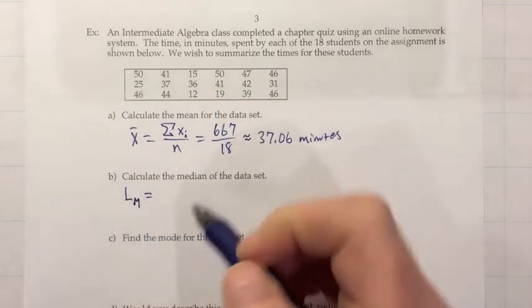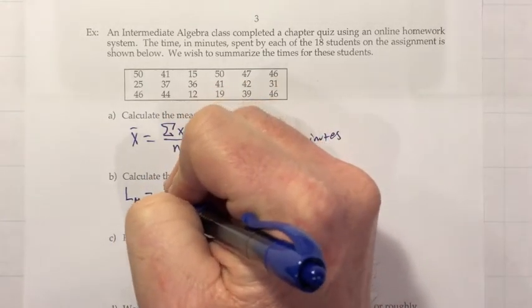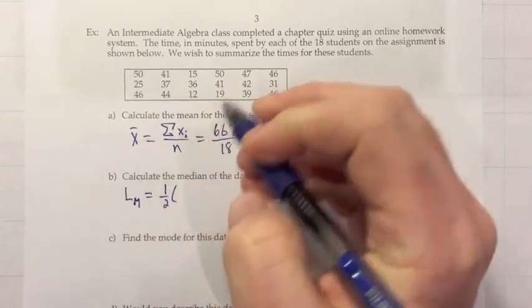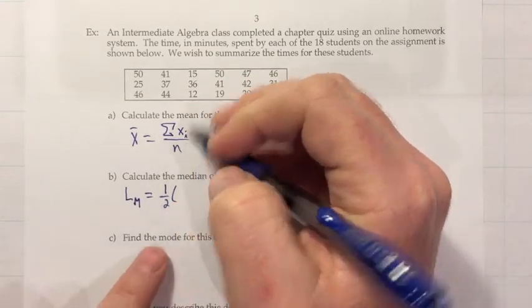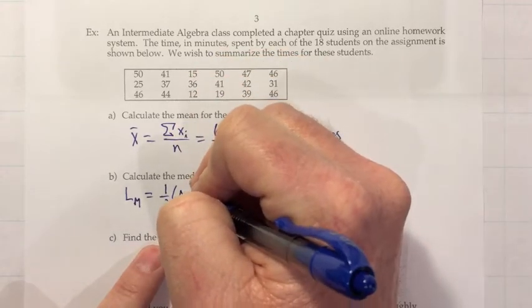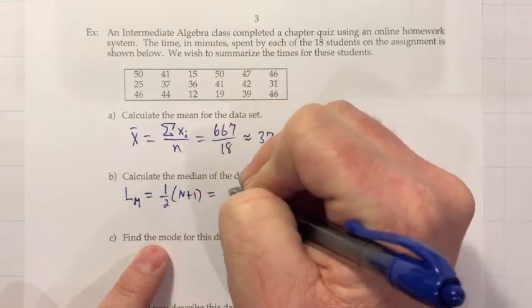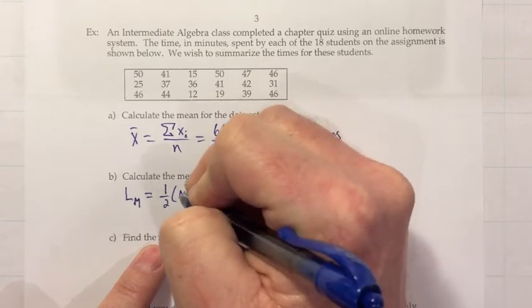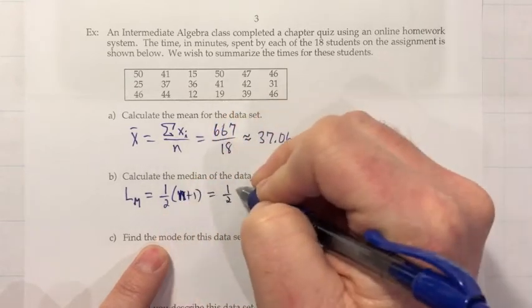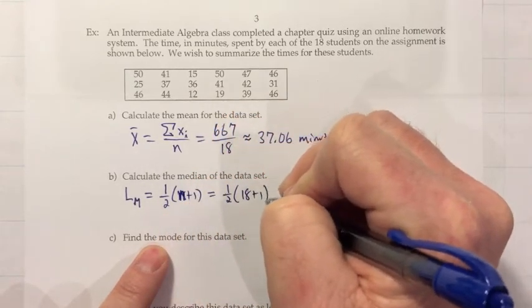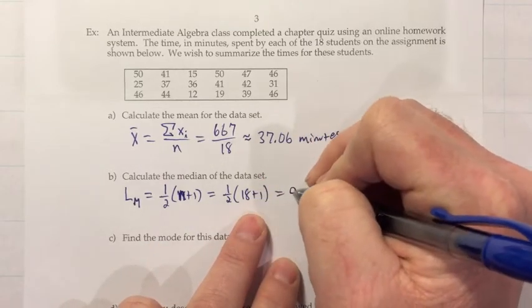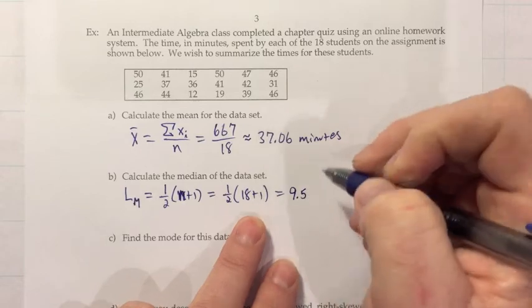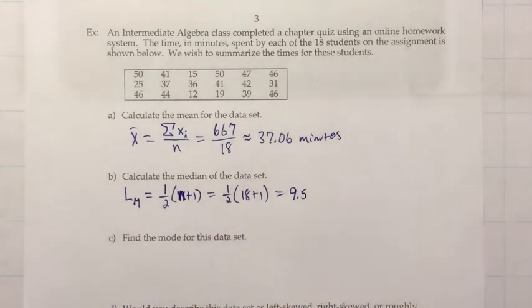So the location of the median is going to be 1/2 of the way through the data set, and you calculate that by doing the number of data values plus 1. So what I'm going to do here is 1/2 times (n + 1) in general, and in this case that would be 1/2 times (18 + 1). So if you do that, that's 19 in the parentheses divided by 2, is 9.5.